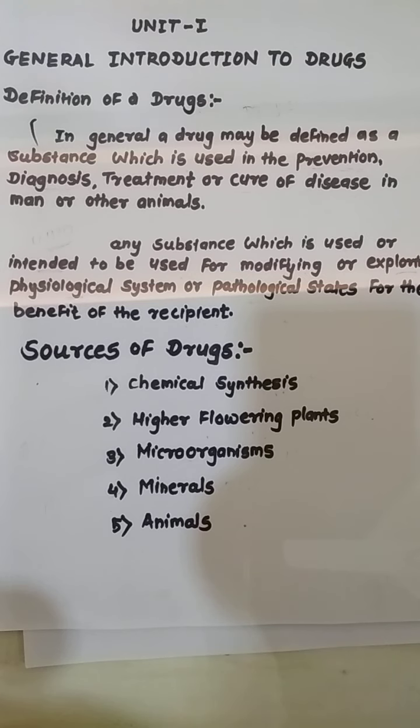Today we are going to discuss Unit 1, Chapter 1, General Introduction to the Drugs. What is a drug? What are the sources of drugs? What are the requirements of an ideal drug? Let's discuss. So students, what do we understand by the word drug? It is a substance which kills microorganisms, that we call a drug.